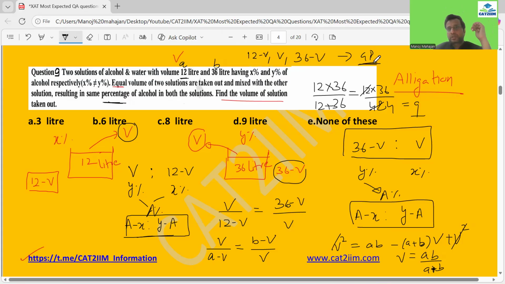So I told you this is going to be in a GP. I even told you this result also. So whatever way you want to apply, you can do it. Use options once you figure out it's a GP, or maybe you can use the direct shortcut also. So the answer is option D out here.